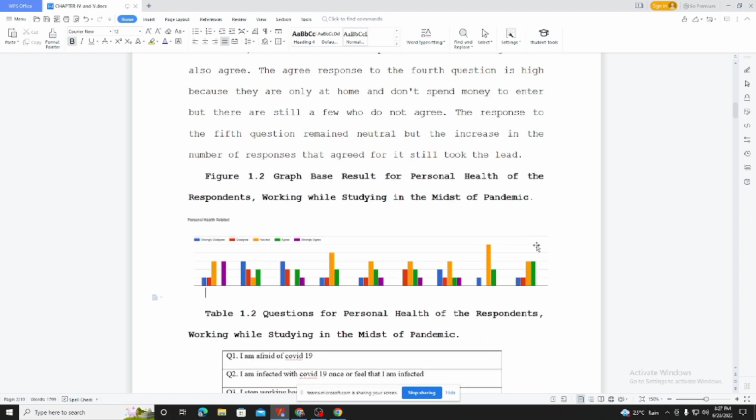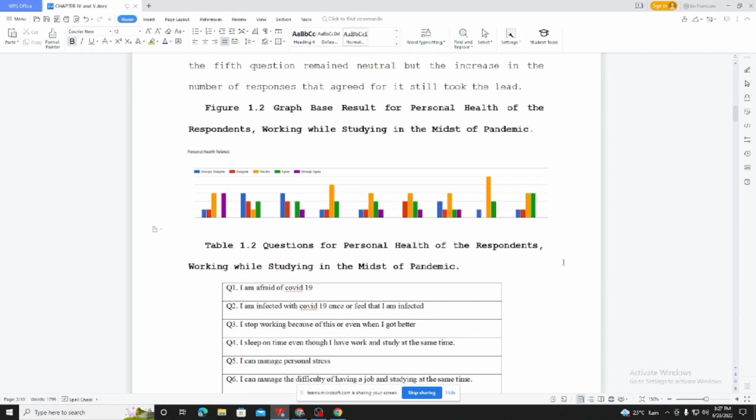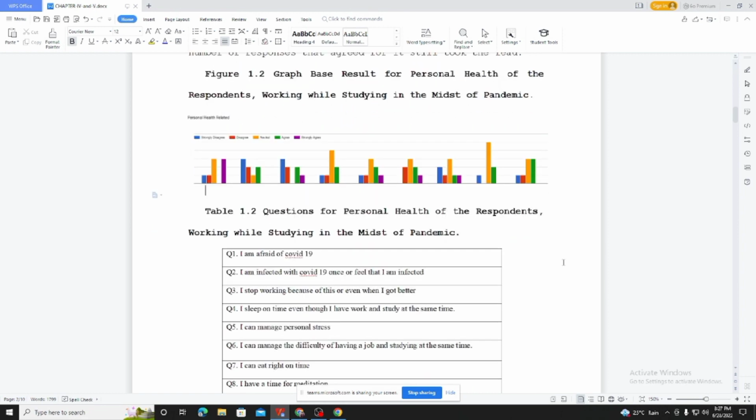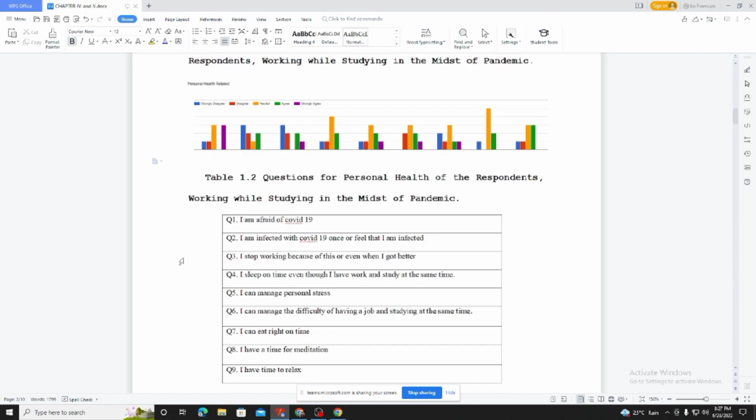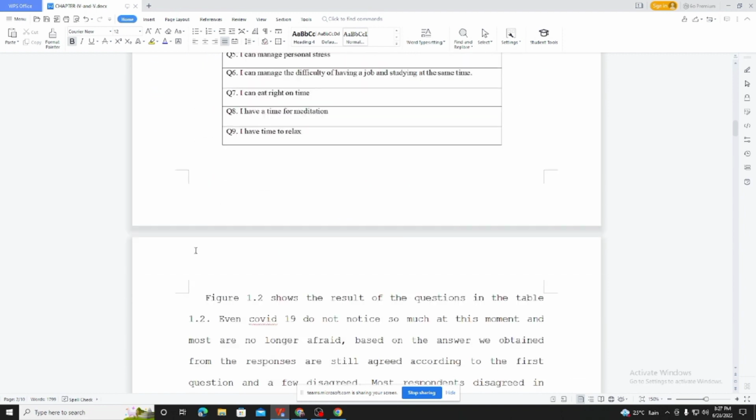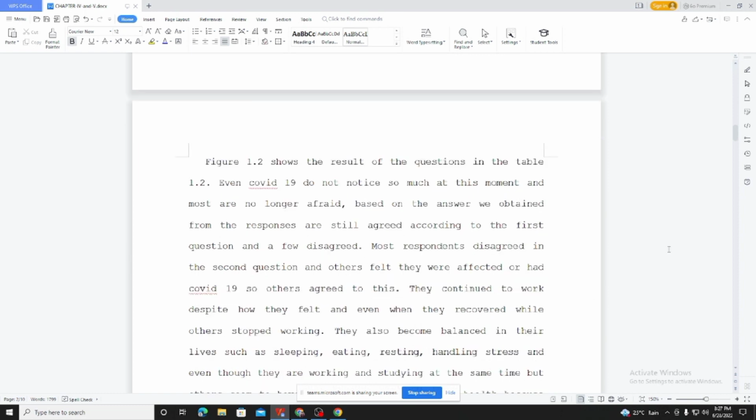Figure 1.2. Graph-based result for personal health of the respondents working while studying in the midst of pandemic. Table 1, ayan po yung graph ng result. Then, table 1.2, question for personal health related. Personal health of the respondents working while studying in the midst of pandemic. Then, yan po yung questions. 9 questions. Figure 1.2 shows the result of the questions in the table 1.2.